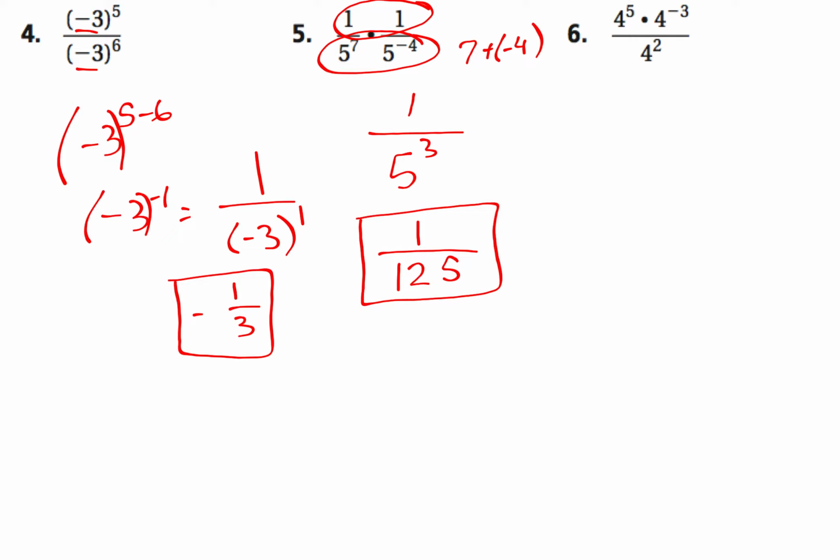Okay, number 6. 4 to the 5th times 4 to the negative 3 all over 4 squared. Let's leave the 4 squared on bottom alone for a moment and look on up top. 4 to the 5th times 4 to the negative 3, we can add those two exponents and get 2. So this is 4 squared. And then we can do 2 minus 2 and we get 4 to the 0, which is just 1.